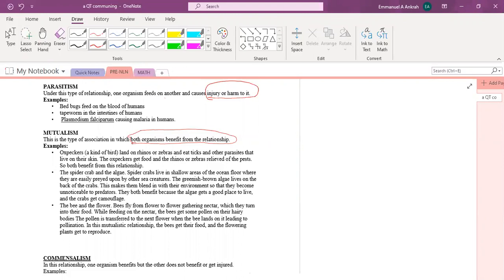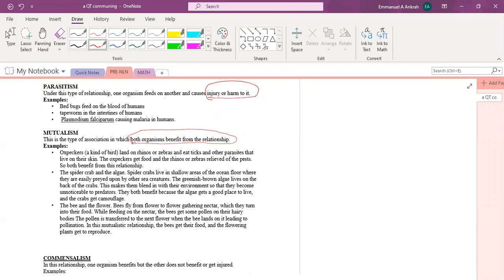All right. Another good example is a bee and a flower. The bees fly from flower to flower, gathering nectar, which they turn into food. While feeding on the nectar, the bees get some pollen on their hairy bodies. The pollen is transferred to the next flower when the bee lands on it, leading to pollination. So in this mutualistic relationship, the bees get their food, and the flowering plants get to reproduce.